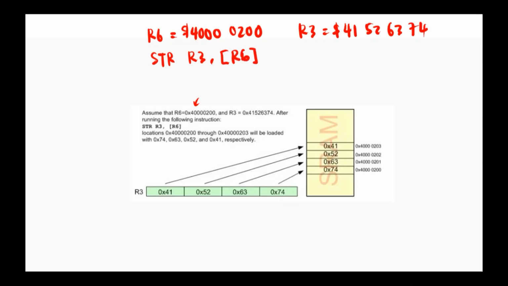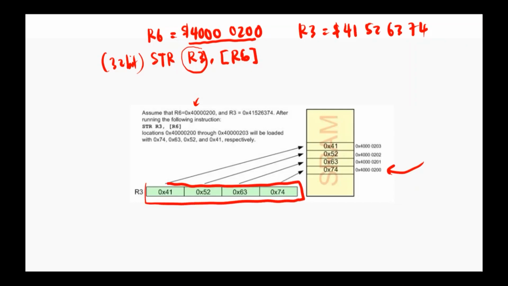Since STR is a 32-bit instruction, what happens is you go to the location pointed by R6. So this is the location. And now, store the value from R3. This is your R3 data, the 32-bit R3 data.